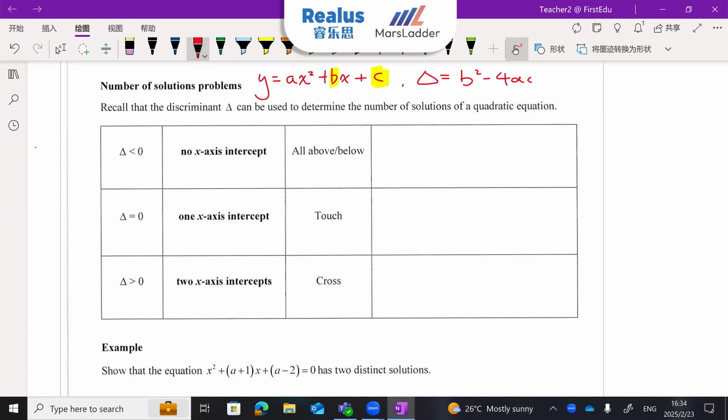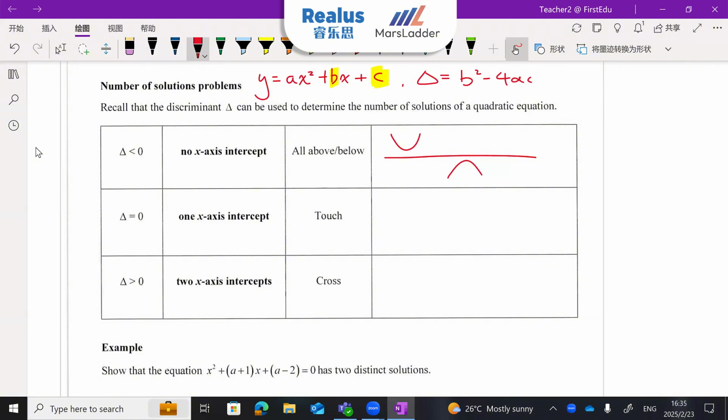Now this is that same case, but in the graphical context. How many solutions is the same as saying how many x-intercepts, because an x-intercept is a solution. Remember, when the discriminant is less than 0, there are no solutions, which means no x-intercept. So your function is either all above the x-axis if it's positive, or all below if it's negative. This is the graphical interpretation.